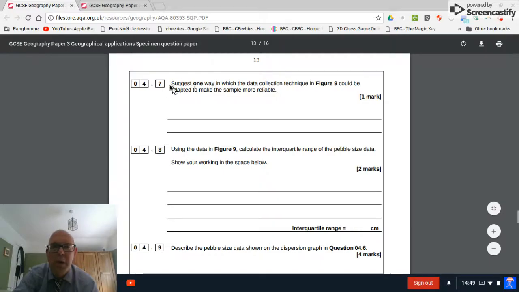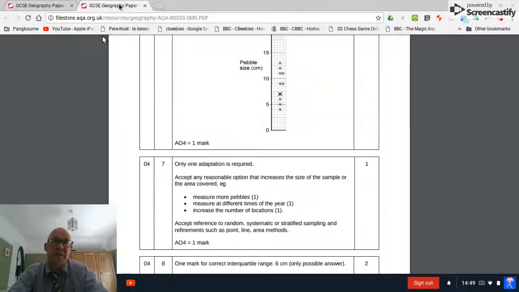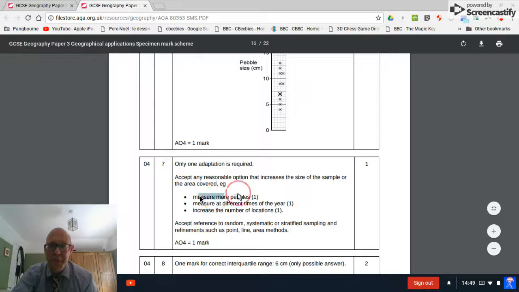Okay, going back to the question. Again, suggest one way in which the data collection technique could be adapted to make the sample more reliable. How do you make a sample more reliable? Make it bigger, possibly. Let's have a look at what it says. Measure more pebbles. Measure them at different times of the year. Increase the number of locations. It does say accept reference to random, systematic, or stratified sampling as refinements. Okay, so an easy mark again.